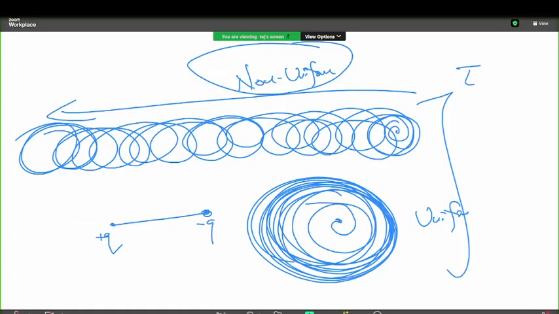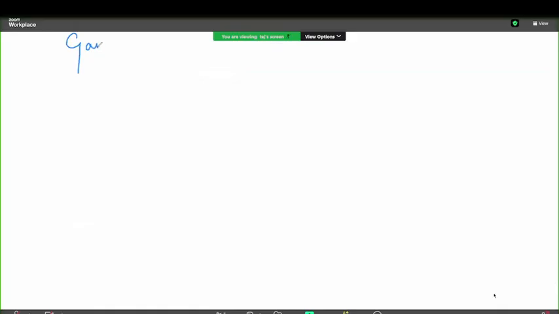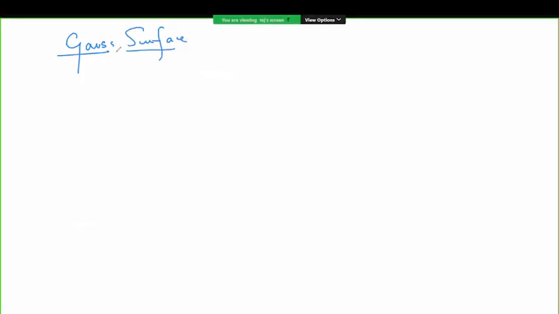See, Gaussian surface. Okay, Gaussian surface. The other day I thought of an example, but I didn't want to use that example there because I was saving it for here. Gaussian surface, best concept, I'll tell you.